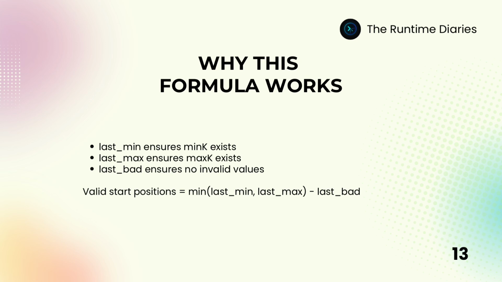The count of valid subarrays is literally the distance between those two boundaries: min of last_min and last_max, minus last_bad. If that distance is negative, meaning we haven't established all the constraints yet, we use the max of 0 and the equation that we stated before to return 0 instead of a negative count.